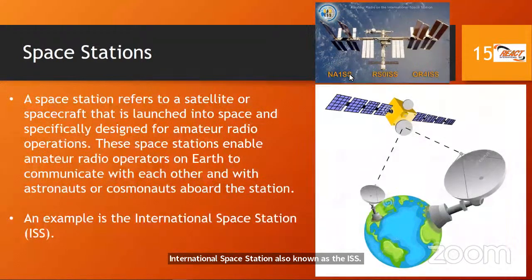We have the call signs, depending on where the space station is at any given time. These are the call signs that the space station will go by. Here's another diagram showing the Earth, a couple of ground stations, and this space station. This could be the ISS, or it could be one of many other satellites that amateur radio operators use. So that is what a space station is.